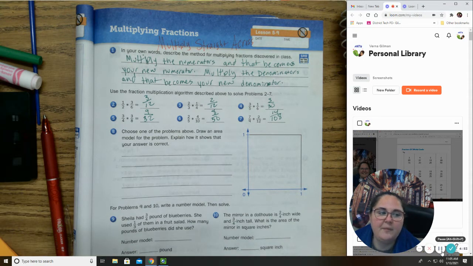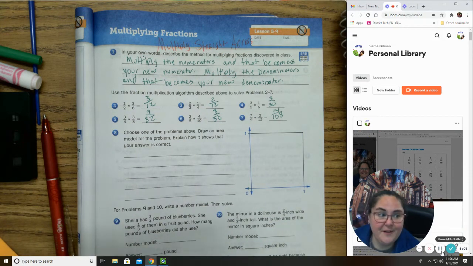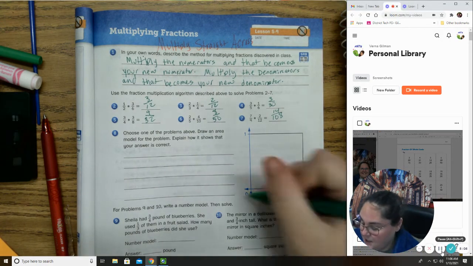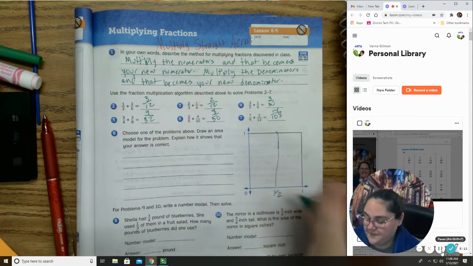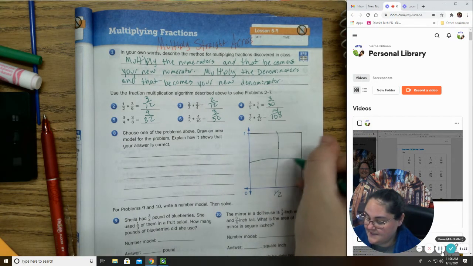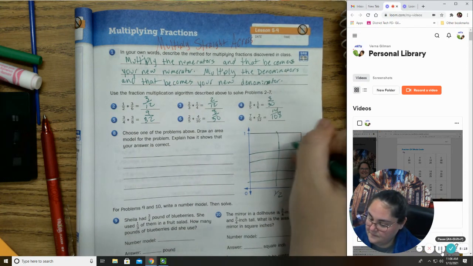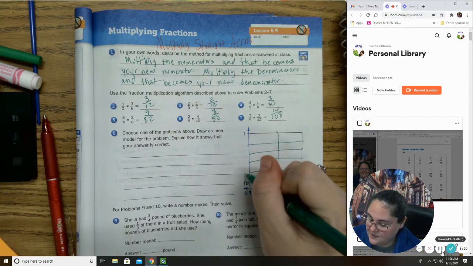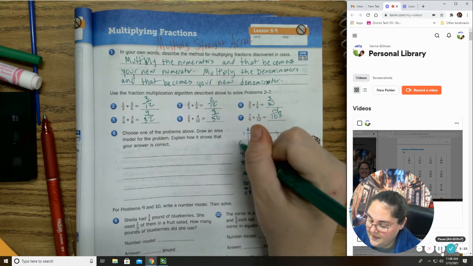Find one of the problems above, and I want you to draw the picture that matches. All right, so I'm going to draw the picture 1/2 times 3/6. So I'm going to start by splitting it in half here, 1/2. And then I'm going to split this side into 6ths. One sixth, 2/6, 3/6, 4/6, 5/6.